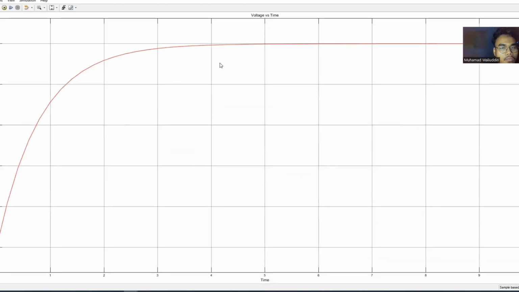So same, voltage versus time. So we can see the graph will rise from 0, and then it will reach 10,000 volt, and then at 5 seconds, it will be in a steady state. So that's all from me. Thank you.